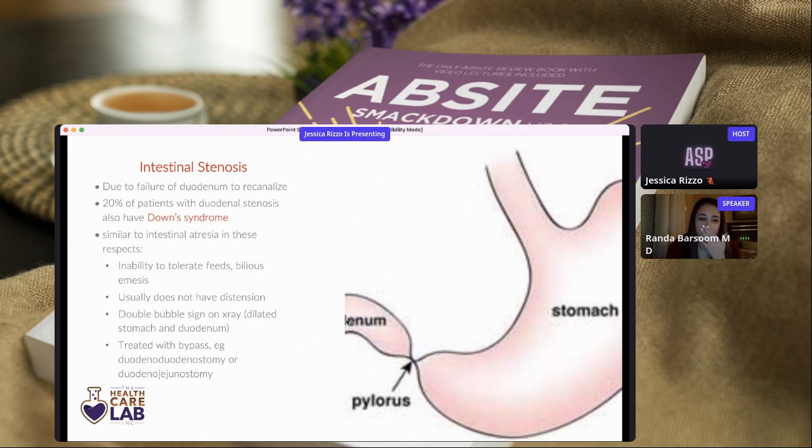So similar to the intestinal atresias, these babies are also unable to tolerate feeds and will have bilious emesis and will have this double bubble sign on the x-ray. And it's also treated with a bypass procedure of some kind.